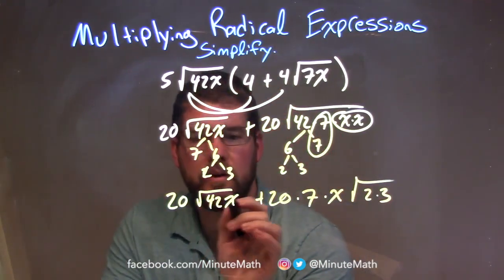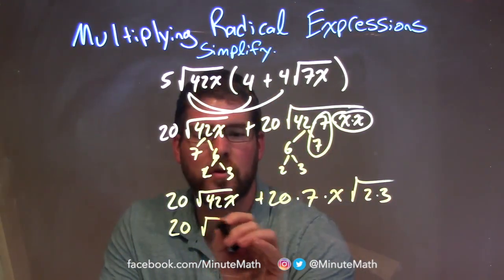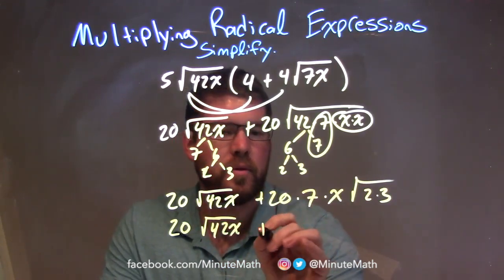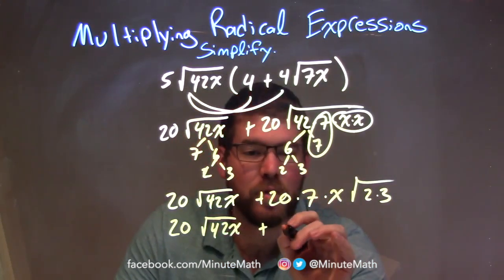So we simplify here. Well, this one again cannot simplify anymore: 20 times the square root of 42x. But this one here, 20 times 7 is 140.